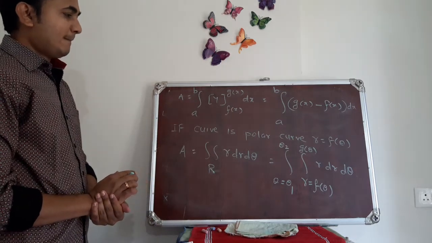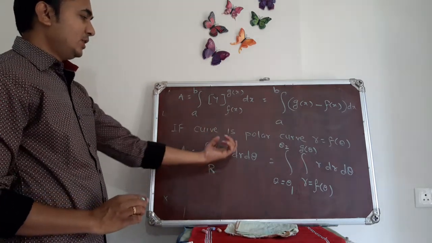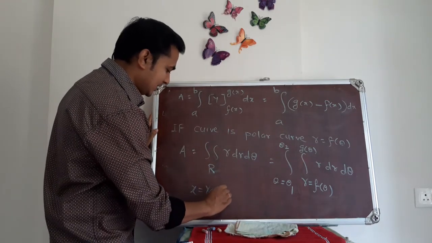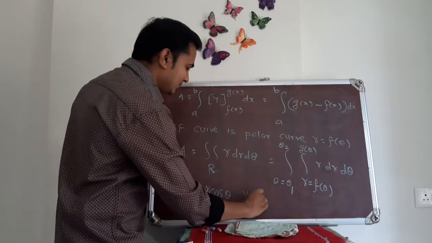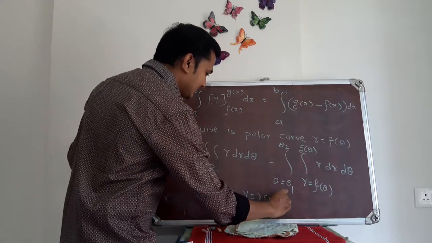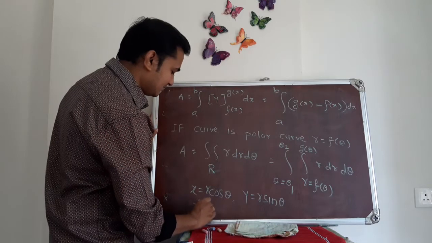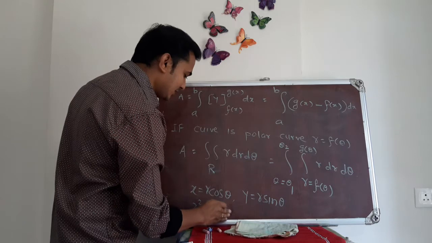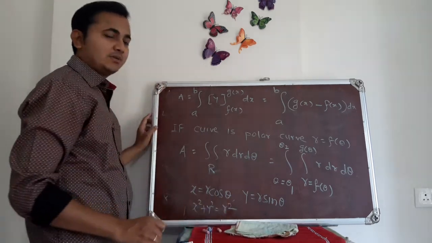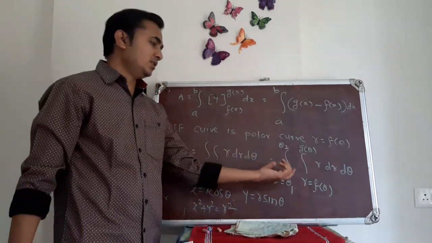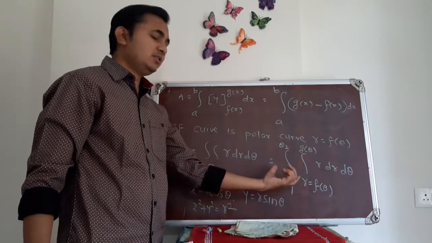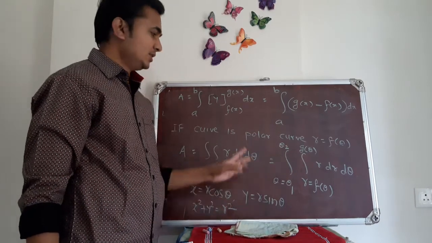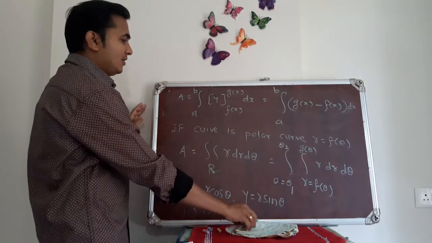So keep in mind that we have got this with substitution, x is equal to r cos theta and y is equal to r sin theta. So x square plus y square becomes r square. Okay, r square. And depending on the region, you can find out limits for r and limits for theta. That we'll see in example.